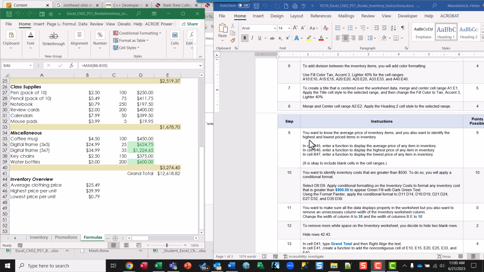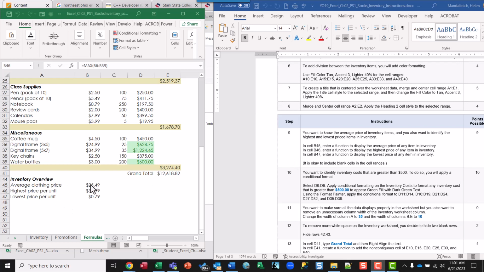Hi, so you have a question on step 9, and purposely these instructions are a bit vague because the book, as well as myself, want you to critically think about how this sheet is created and what you're trying to express. So if you were to look at these cells here, so B45, 46, and 47.